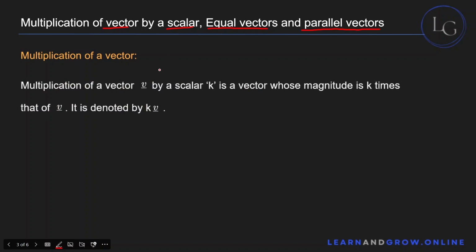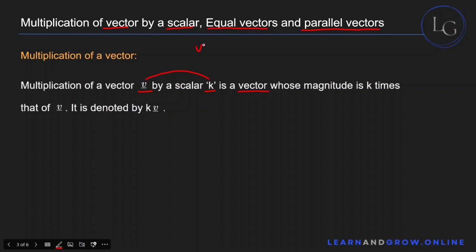So the multiplication of a vector v by a scalar k. Okay, so v has a magnitude and a direction, but k is a scalar. So you're just multiplying k with v. So the multiplication of a vector v by a scalar k is a vector. So the multiplication of a vector and a scalar results in a vector.